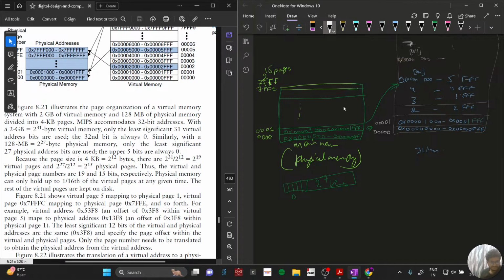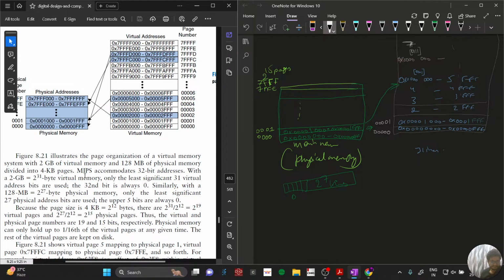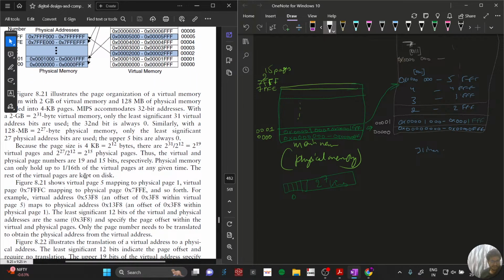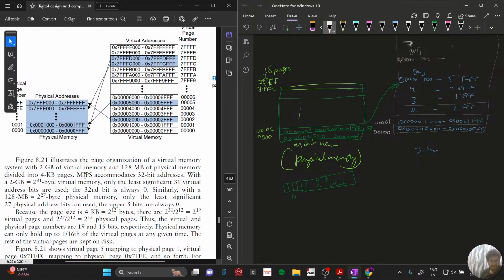So virtual page 7FFFC mapping to physical page 7FFE, virtual page 7FFFC, okay, 7 triple FC.